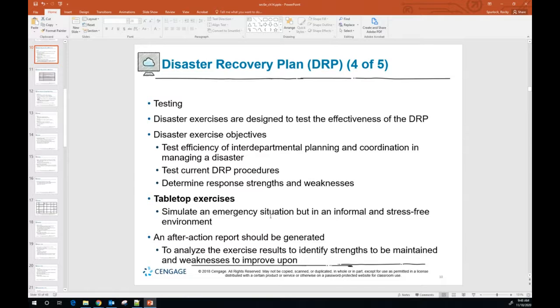Once you go through a tabletop exercise, you also have an after action report that should be generated. Okay, so this is, once again, you're looking at what went well, what the strengths were, what the weaknesses were that you need to improve on.